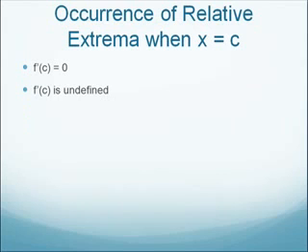Okay, so where we find extrema on a graph, where x is equal to c, is when either the first derivative, and you plug the c into that first derivative, gives you a 0, or when you plug the c into the first derivative and it's undefined at that point. So remember, these are referred to as critical values or critical numbers.